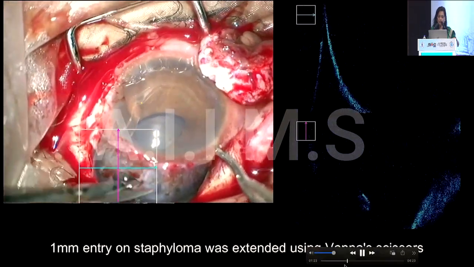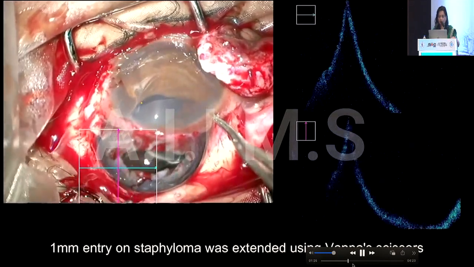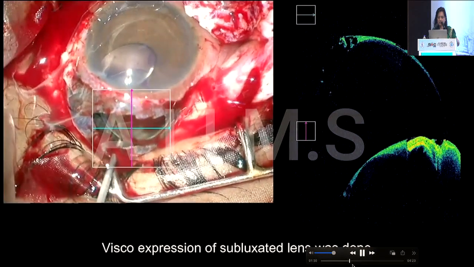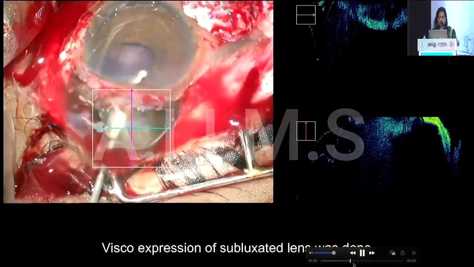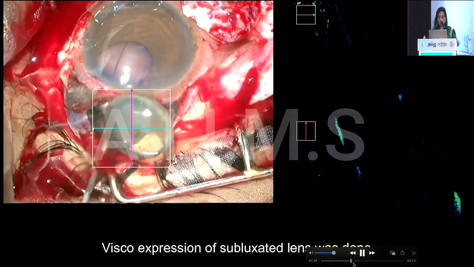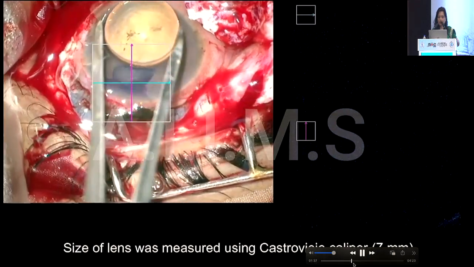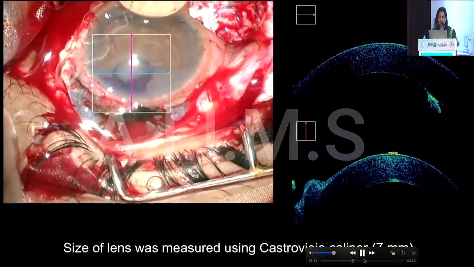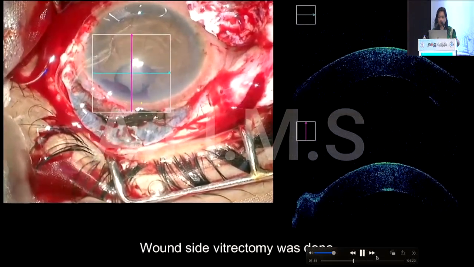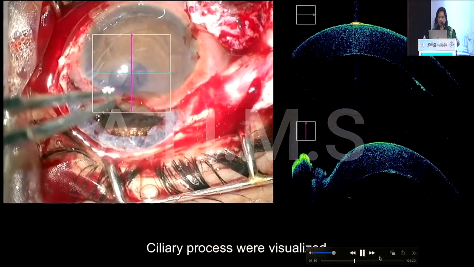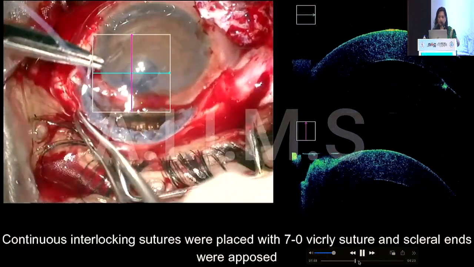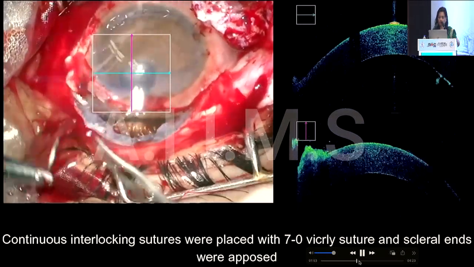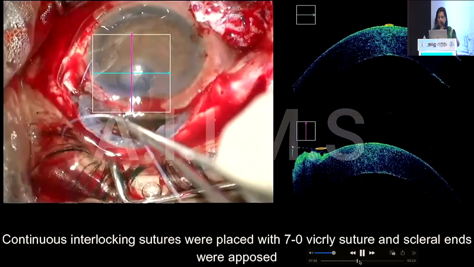Now subsequently the crystalline lens, which was subluxated, was expressed out with the help of the viscoelastic agent. It was subluxated, so it was not possible to do a phacoemulsification in this case. Then ciliary processes were visualized, and consequently continuous interlocking sutures were placed with 7-0 bicameral suture, and scleral ends were opposed.